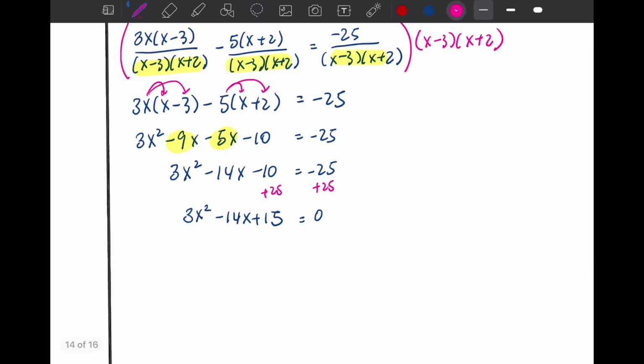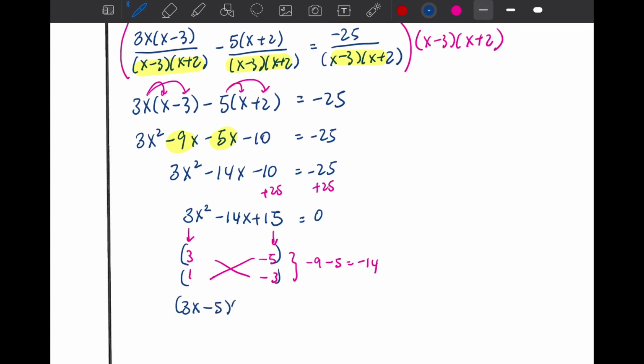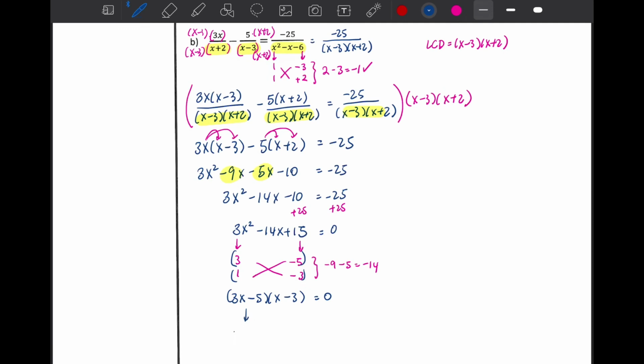Alright, let's try factoring now. We have 3, 1, and I'll guess 5 and 3. So when we cross multiply, it needs to add up to negative 14. So it looks like I have to have both negative. So negative 9 minus 5 equals negative 14. Alright, so we have found the factors. So let's rewrite it. 3x minus 5 times x minus 3 equals 0, which means x equals 5 over 3 and x equals 3.